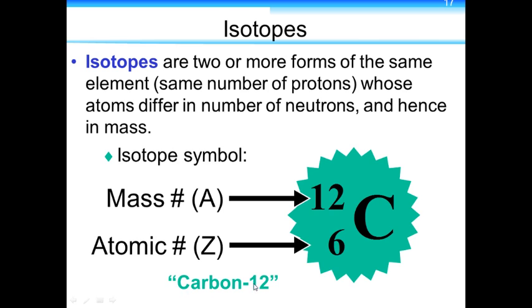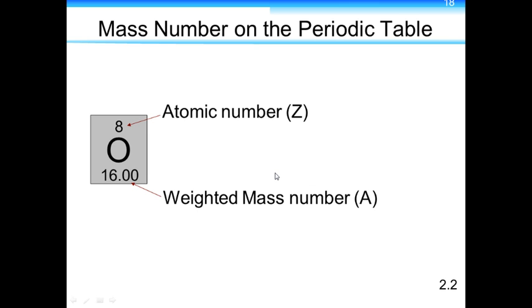So it can also be written to distinguish between the different isotopes of carbon. We put the 12 after the written word carbon to indicate, okay, it's the isotope with 6 protons, 6 neutrons for a total mass of 12. On the periodic table, it gives the number of protons, or Z atomic number, and that's frequently located above the element.